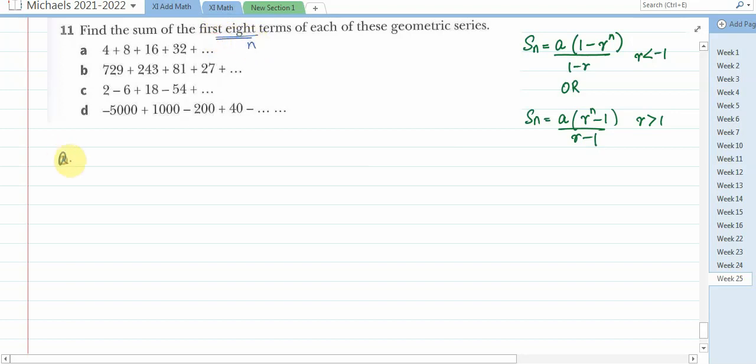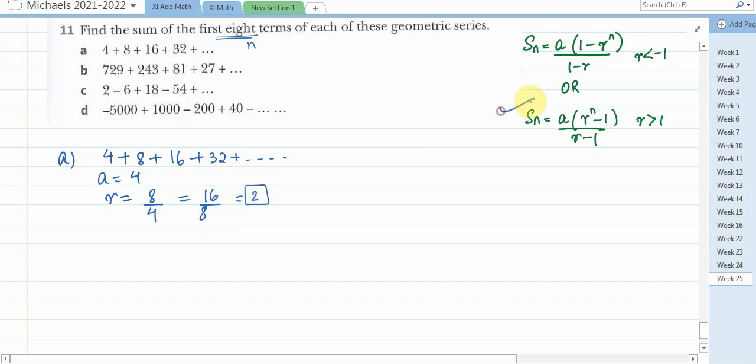If we are going to attempt the first part, it's 4 plus 8 plus 16 plus 32 plus so on. Make data here. So the value of a you have, it's 4. The value of ratio will be second term divided by first term, or you can say third term divided by second term. For both of the cases you will get the value of r, it's 2. Alright, when r is 2, that means we need to apply the second formula.